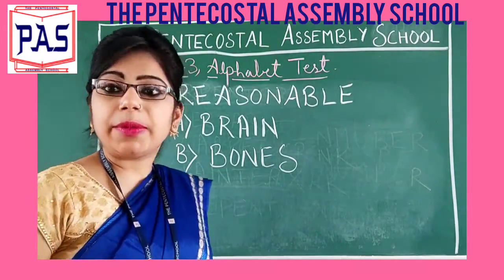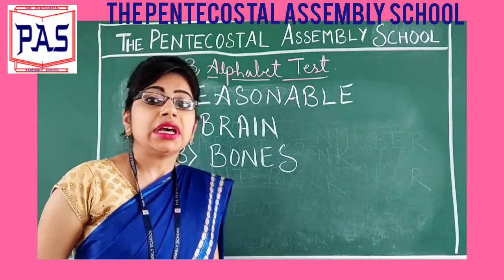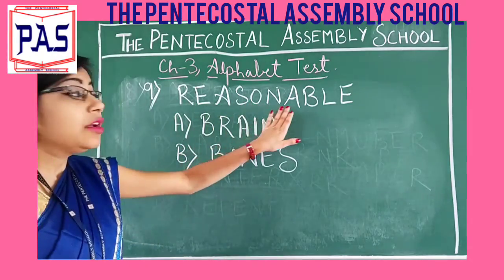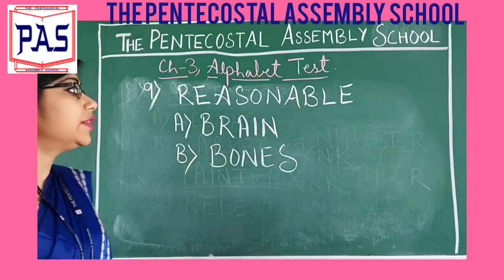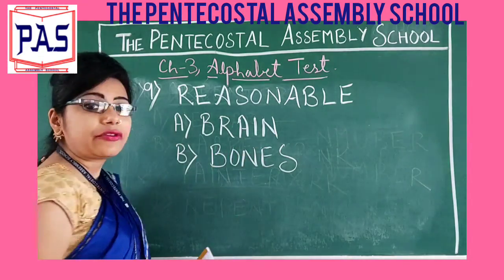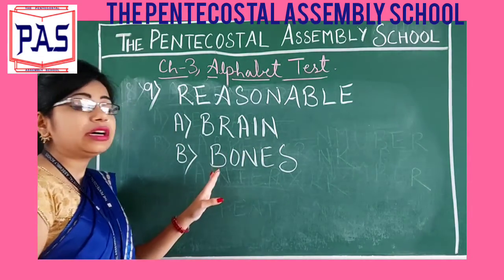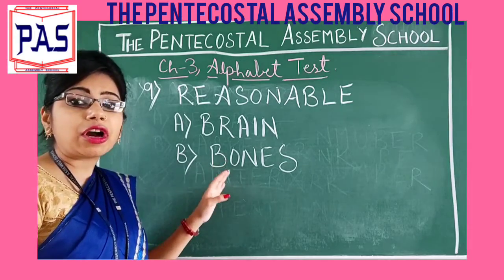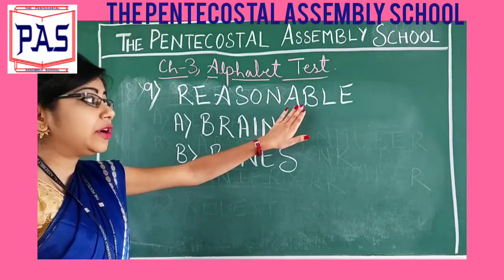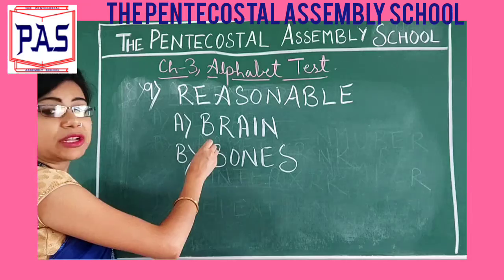In question number 9, the given word is reasonable. You have to find the word which we cannot make from this word. The first option is brain.